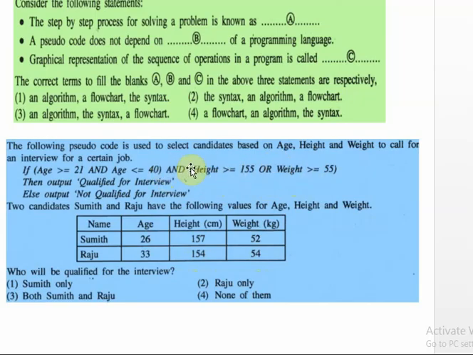So here is N, we are joining with N. So N means this and this need to be satisfied. Now this side is satisfying within the bracket and this bracket is not satisfied. So therefore Raju is not going to qualify. Then the answer is Sumit only.